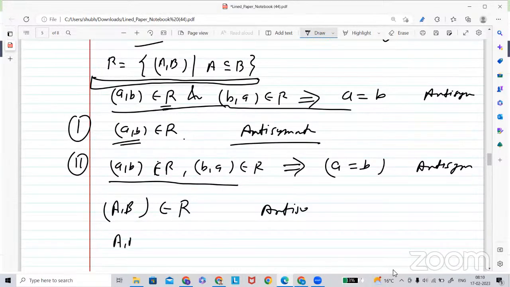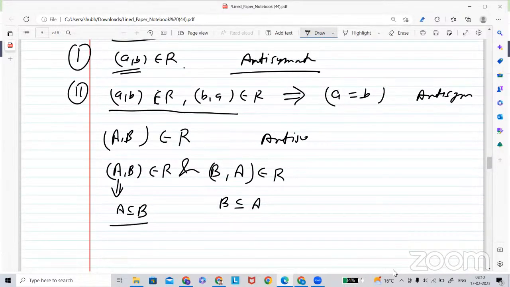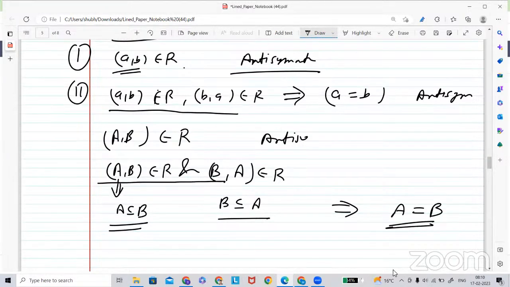The second case: if AB belongs to R and BA belongs to R, what does it say? A is a subset of B. If AB belongs to R, and the second one is also happening, here is the "and" word, BA belongs to R, it means B is a subset of A. If these two cases are happening, and you know the set operation, if A is a subset of B and B is a subset of A, both sets are equal, right? Yes. So whenever this condition is happening, this should always hold. Otherwise, if only the first is happening, it is also antisymmetric.